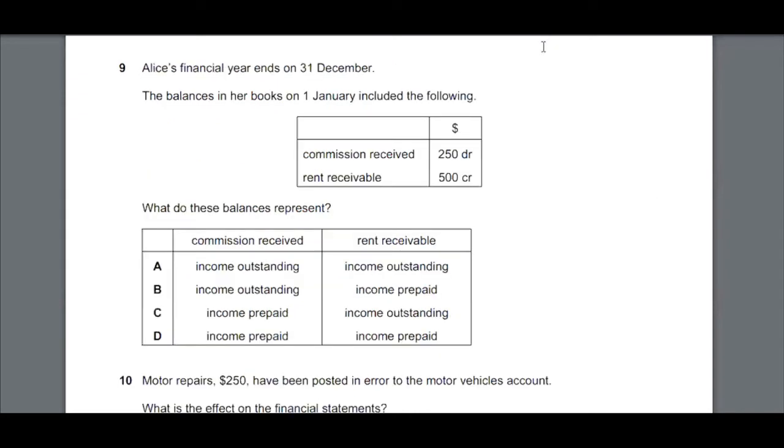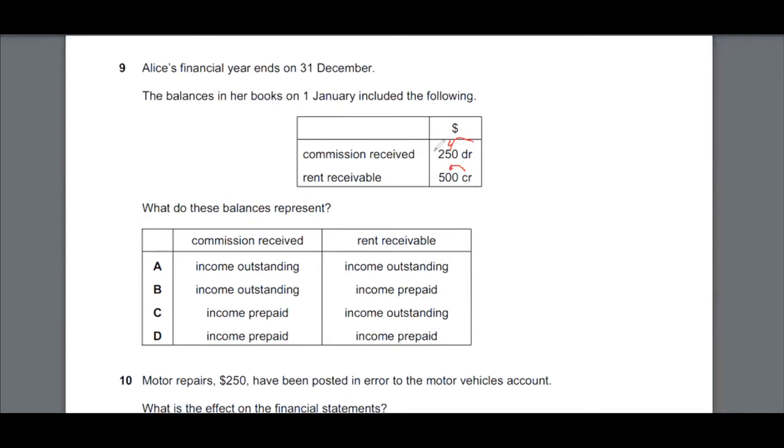Let's look at multiple choice 9. Alice's financial year ends on 31st December. The balances in her books on 1st January included the following. Commission received had a debit balance of 250, and rent received has a credit balance of 500. What do these balances represent?